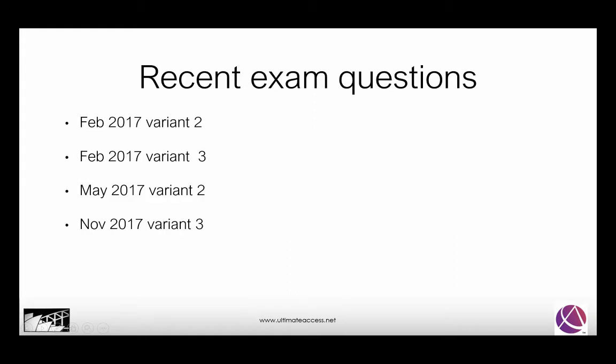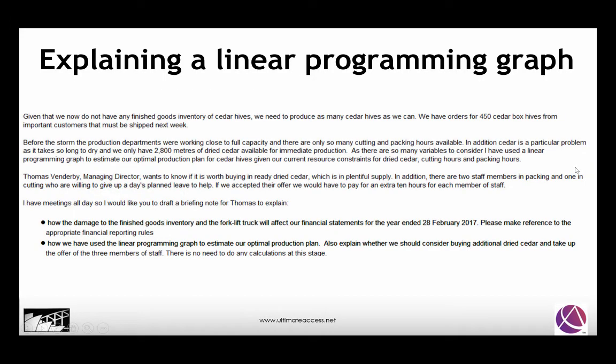Now, in the recent exams, this was tested in February 2017 twice, in variant number 2 and in variant number 3. And in May it was tested in variant number 2, and in November variant number 3. Here is one of those questions, and it is obviously a whole section. Just taking you down to the questions themselves: how the damage to the finished goods inventory in the forklift truck will affect our financial statements for the year. Please make reference to the appropriate financial reporting rules. Is obviously a task which is going to be testing impairment.